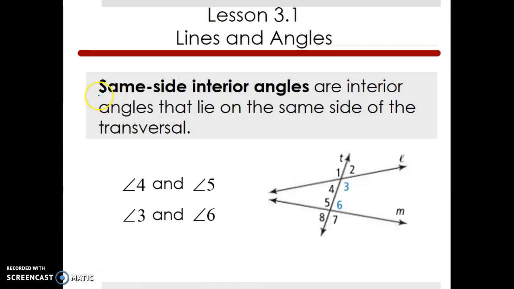Same side interior, they also call that consecutive. Same side interior angles, again they're inside, it's interior, and they're on the same side of the transversal. So 4 and 5 and 3 and 6. So sometimes I will use same side interior, sometimes I will use consecutive angles. They mean the same thing. So make sure you know them as both.